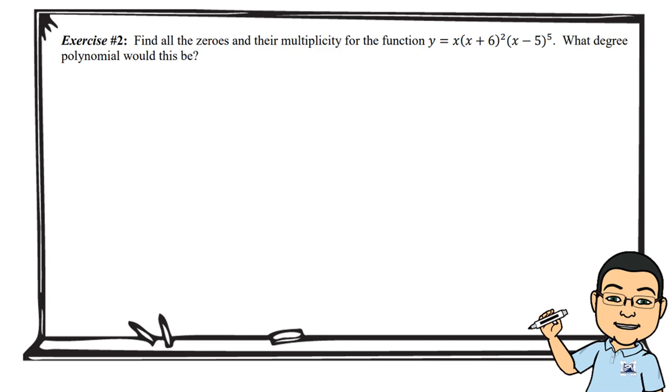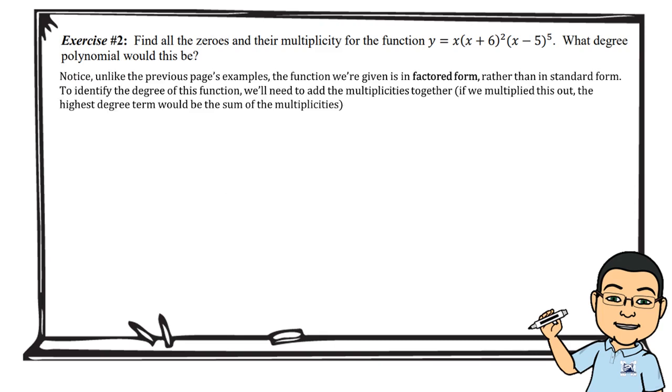What degree would this polynomial be? The first thing to note is that unlike the functions we worked with on the first set of problems, these functions are given in factored form, rather than in the standard form we saw previously. To properly identify the degree of this function, we'll need to add together the multiplicities, since if we were to multiply this out, the highest degree term would equal the sum of the multiplicities.